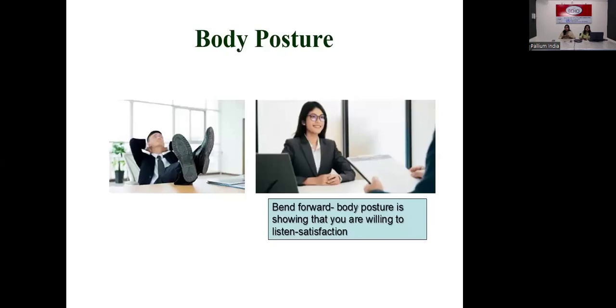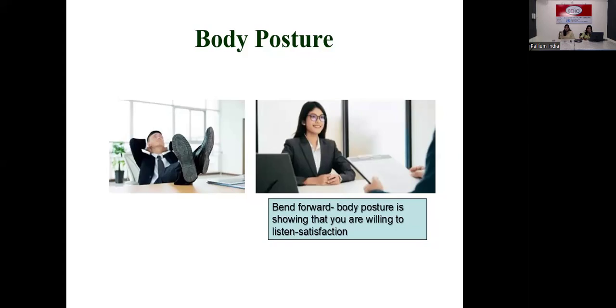So in this body posture, obviously the picture is self-explanatory. There is this person who has come to meet me, and even if I'm taking this session, I'm just lying back. I have put my legs over this table or over my leg, and I'm taking this session. And this won't give a very good idea of how we are dealing with the patient.